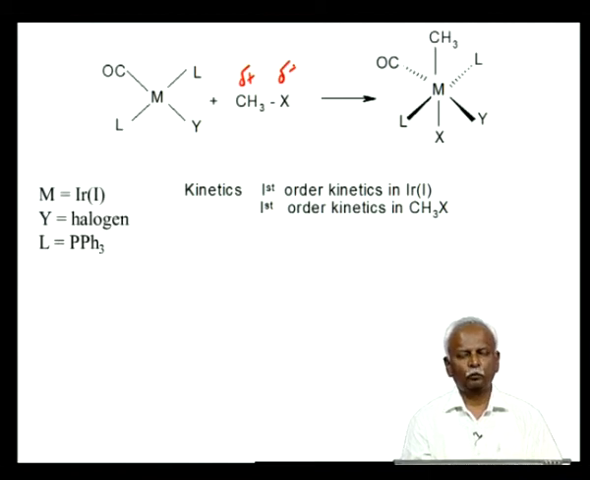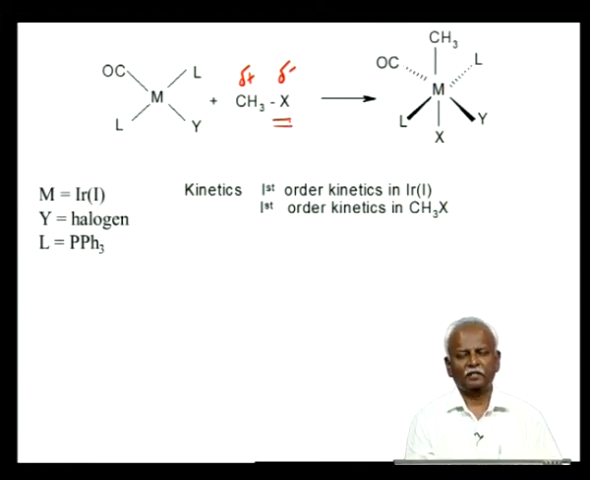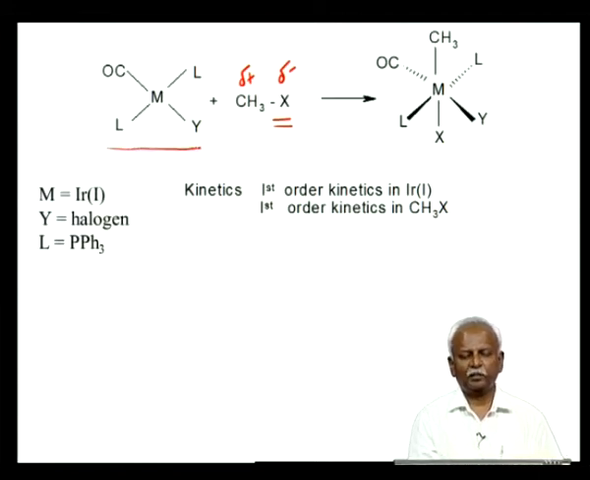And as I told you, halogen compounds are good. Any good leaving group on the methyl is good enough as X, but in this particular example that we will be discussing, X is actually a halogen, and the metal, if metal is iridium and it is in the +1 oxidation state, it turns out to be similar to the Vaska's complex. When L is PPh3, it is in fact the Vaska's complex.